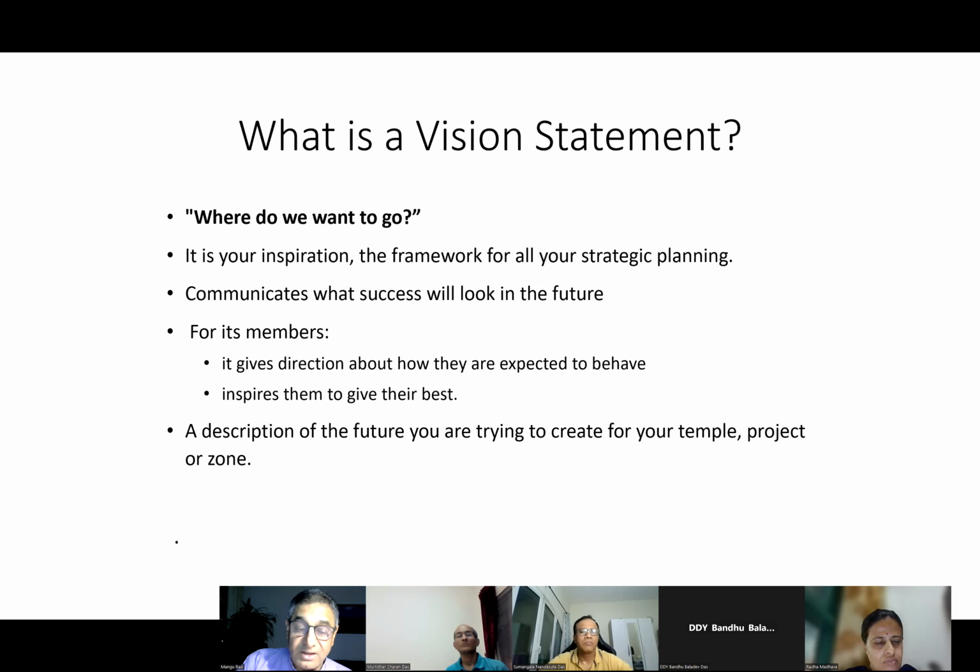What is going to ultimately result, and a description of the future you are trying to create for the temple or a project or a zone. So just like the way I told, a description of the future is systemized, process-oriented sevas that are conducted with proper data that is being fed and maintained in the system. That is what we are envisaging, right?